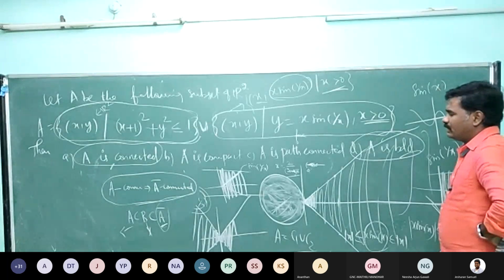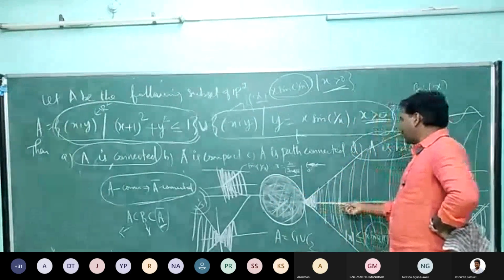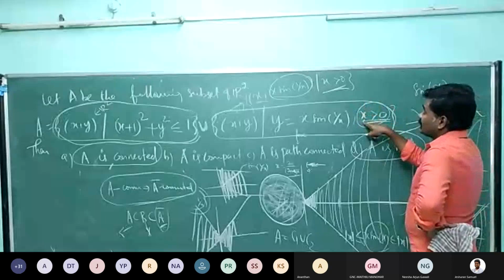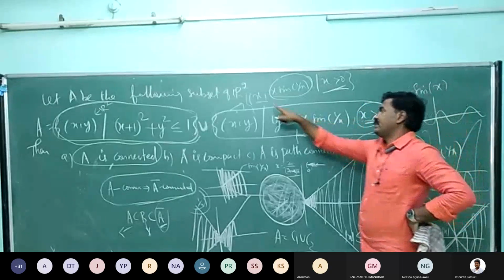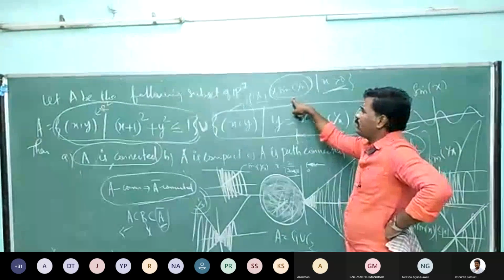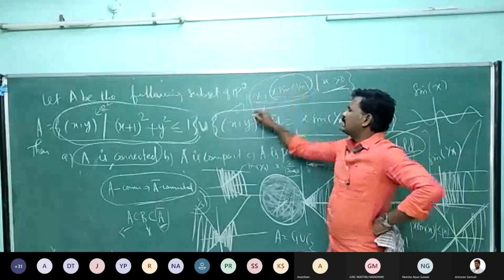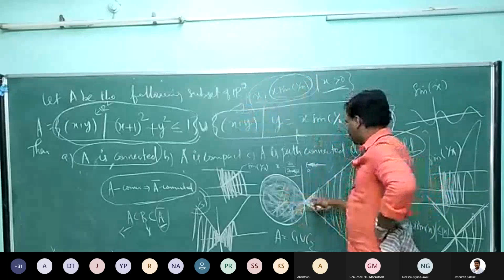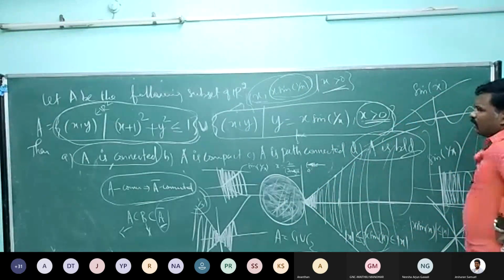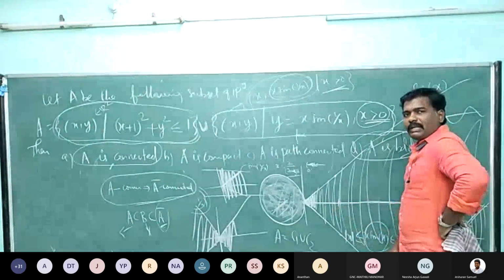A is not bounded, right? This part of A is bounded, but this part of A is unbounded. Why? Because x goes to infinity. This may be bounded, that I am not sure, but what I'm saying is that this side of the subset is not bounded. Just see the diagram. So clearly from this diagram, A is not bounded.